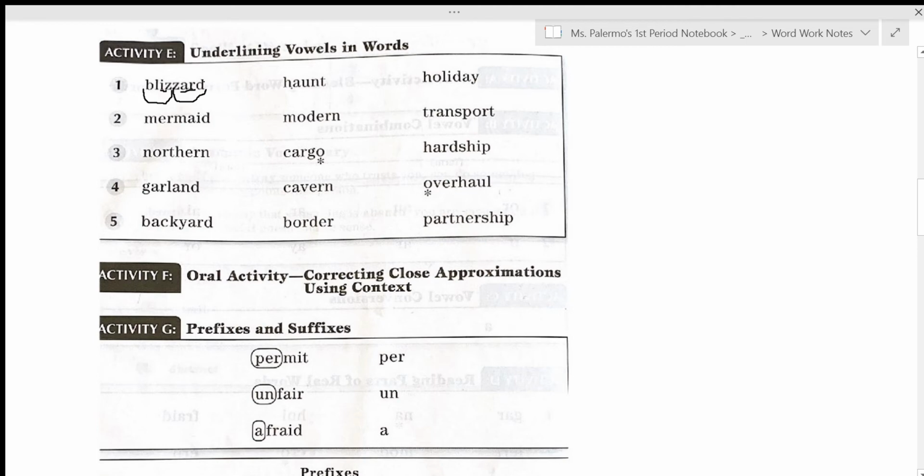Let's go to the second word. The vowel sound is aw. The whole word is haunt. I forgot to remind you guys about word parts and vowel sounds. A vowel sound is in one word part. So for every vowel sound, you have the same number of word parts. So in blizzard, we have 2 vowel sounds, so that means we have how many word parts? 2. In haunt, we have 1 vowel sound, so how many word parts? 1. Let's go on to our next word.